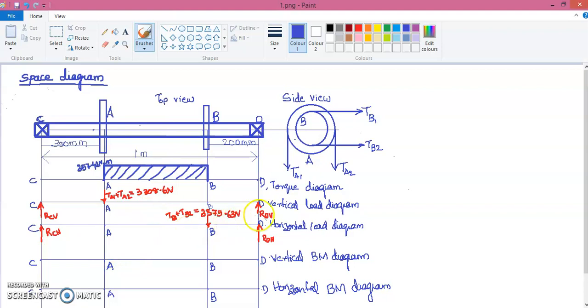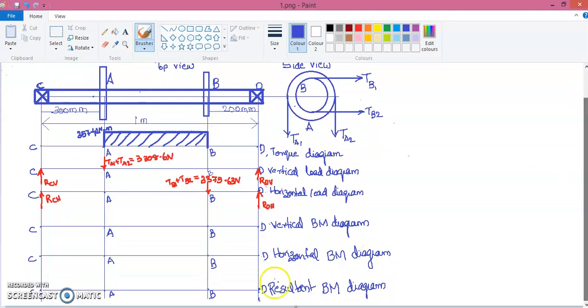And similarly we have this horizontal load diagram, that is RDH and RCH, the horizontal reactions acting at the points C and D, and we have the horizontal force. Now we have to individually find out the bending moment produced by this vertical load and horizontal load, and finally we have to find out the resultant bending moment, as shown in this figure.